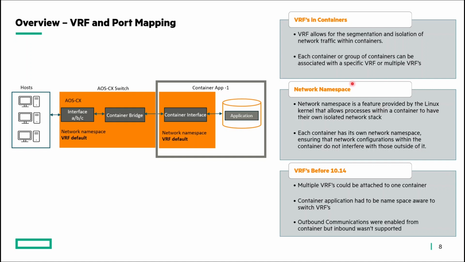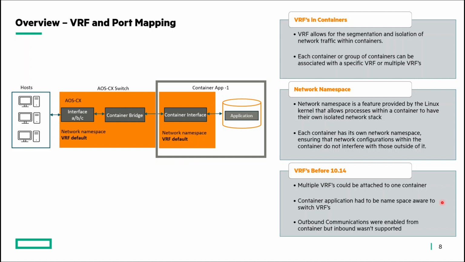So we spoke about what is VRF and containers. Now let's talk about the network namespace. Network namespace is a Linux kernel feature that provides isolated network stacks for processes within containers. Each container possesses its own network namespace, as illustrated here, ensuring network configurations remain separate from those outside the containers.